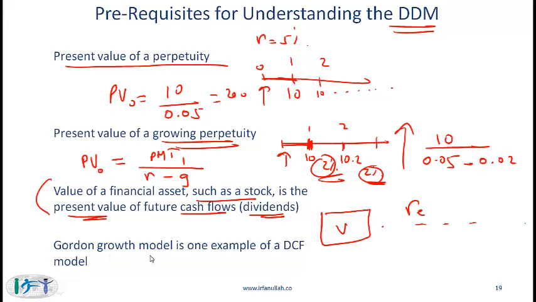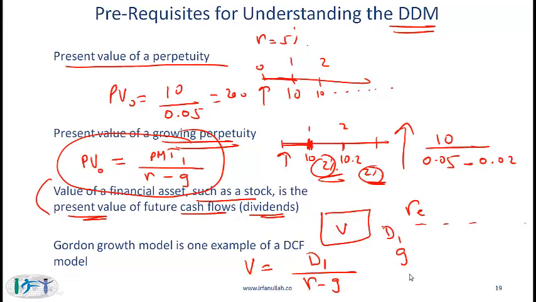Gordon growth model is one example of a discounted cash flow. In other words, if we assume a dividend at the end of year 1 and we assume that this is growing at a particular rate, let's say G%, then we can come up with the present value using a formula like this. That model essentially says that the price or value of a stock is equal to D1, which is the first cash flow, divided by R, which is the cost of equity, minus the perpetual growth rate. This model is called the Gordon growth model.